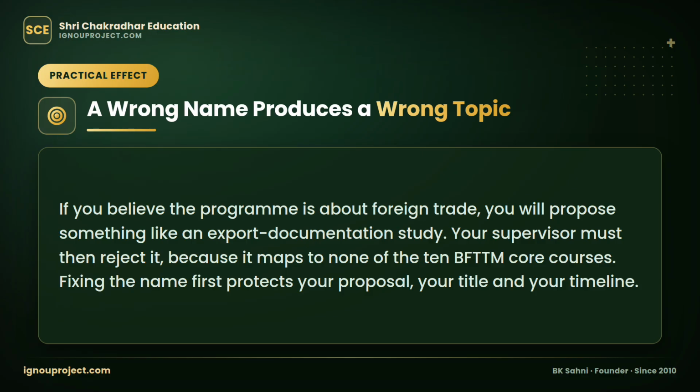If you believe the program is about foreign trade, you will write a proposal on something like export documentation or shipping procedure. Your supervisor then has to reject it because it maps to none of your 10 core courses. Getting the program name right is therefore not pedantry. It protects your proposal, your title, and your submission deadline.